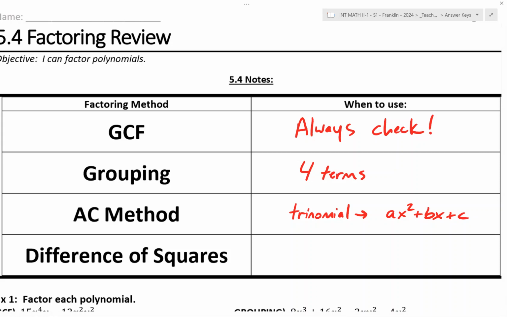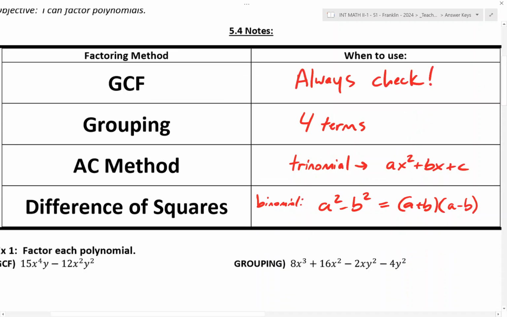And then difference of squares, this is when you have a squared minus b squared. So a binomial, maybe I should add that, a binomial of form a squared minus b squared, and it will equal a plus b times a minus b. So as long as you have a difference of 2 squares, you can take the square root of both of those and then have a plus b and a minus b. And so those are the four different methods we have looked at so far: GCF, grouping, AC method, and difference of squares. And so what we'll do is just practice these.